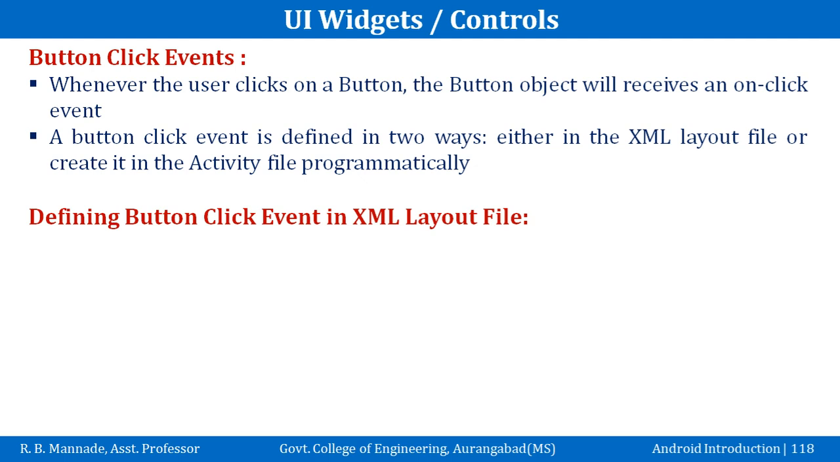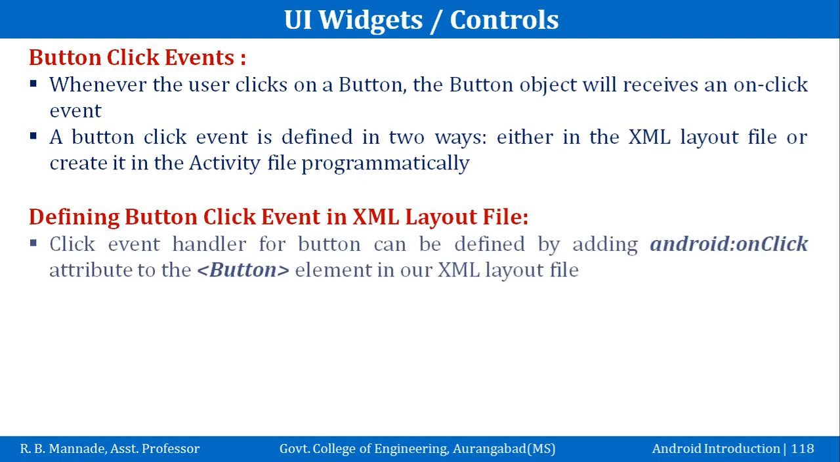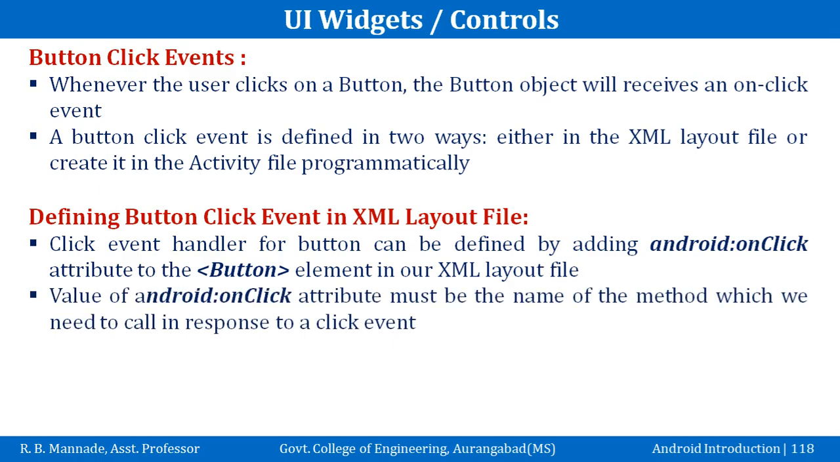So the first method is defining the button click event in the XML layout file. In this method, the click event handler for a button can be defined in the .xml file or layout file by adding the android:onClick attribute to that particular button control. But remember that the value of the android:onClick attribute must be the name of the method which we need to call in response to that click event.